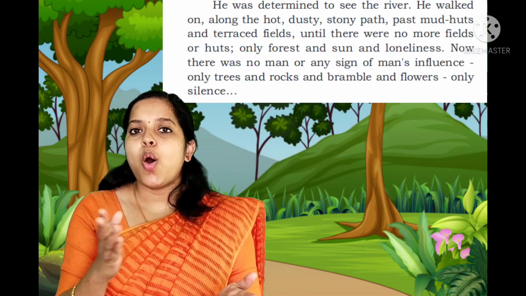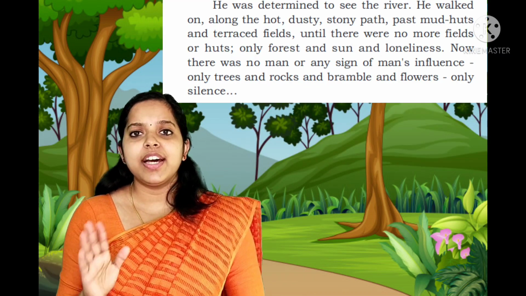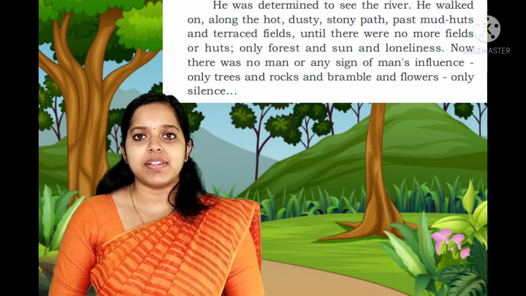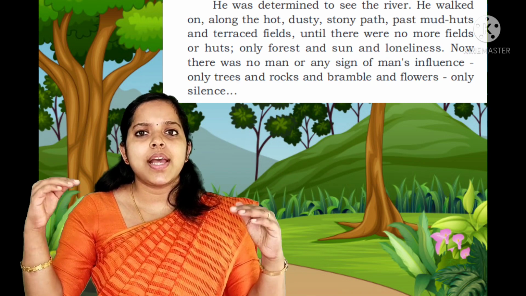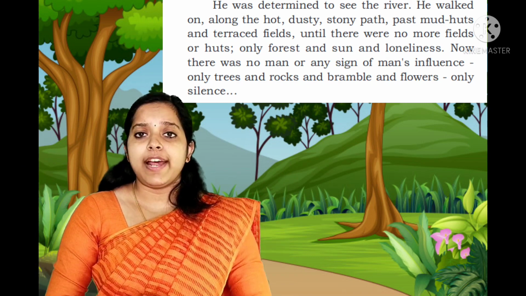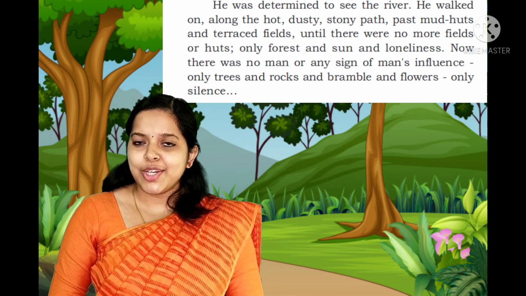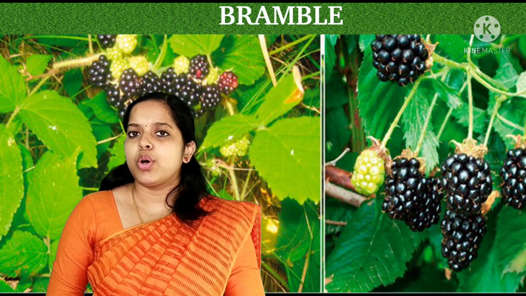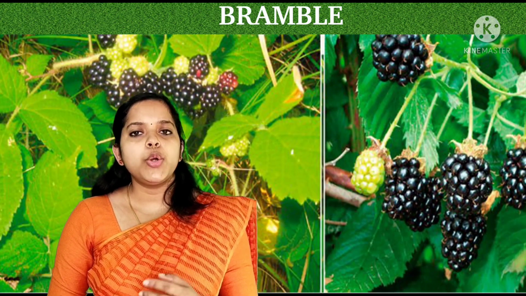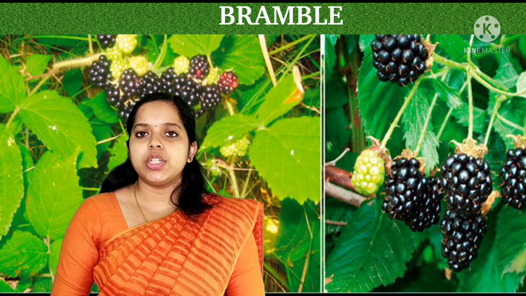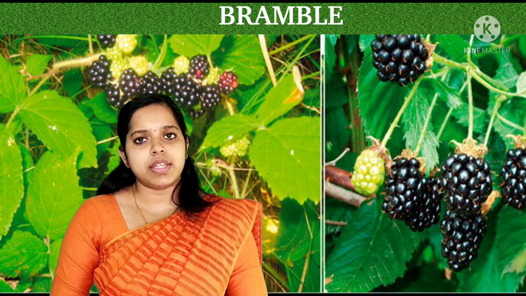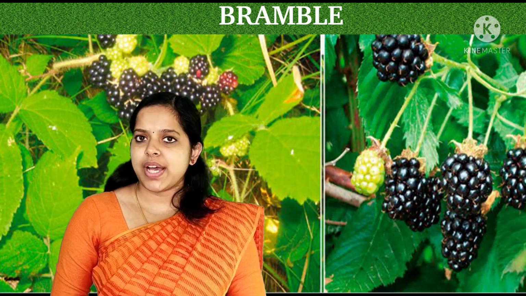Now, past all these places, there are no more huts or terraced fields. Instead of that, we can see only trees, plants, bramble and flowers, and definitely loneliness. Did you notice the word bramble? What do you mean by bramble? Look at this picture. In this picture, we can see some thorny plants in which blackberries and raspberries grow.